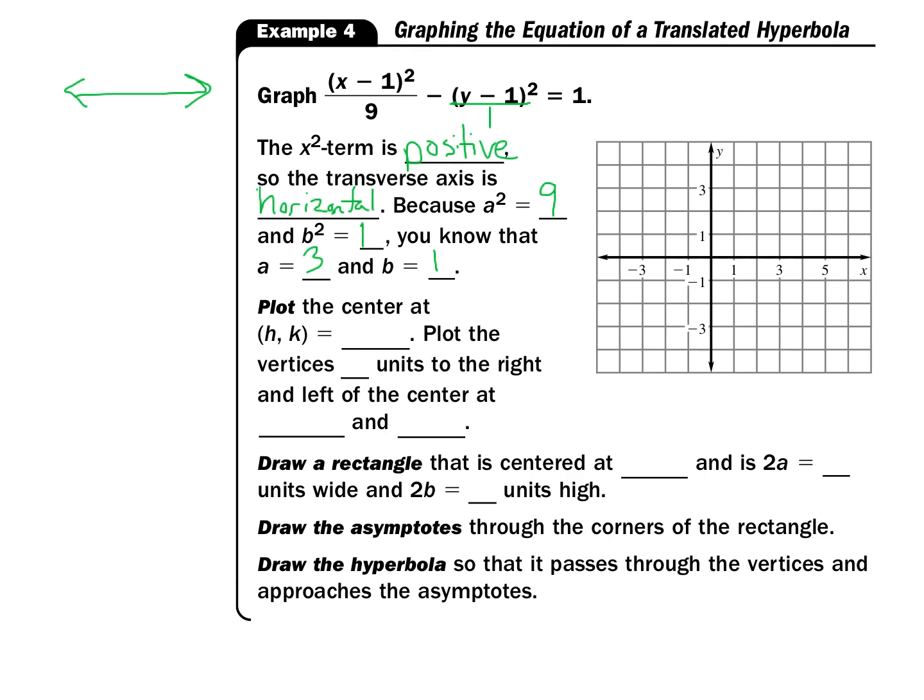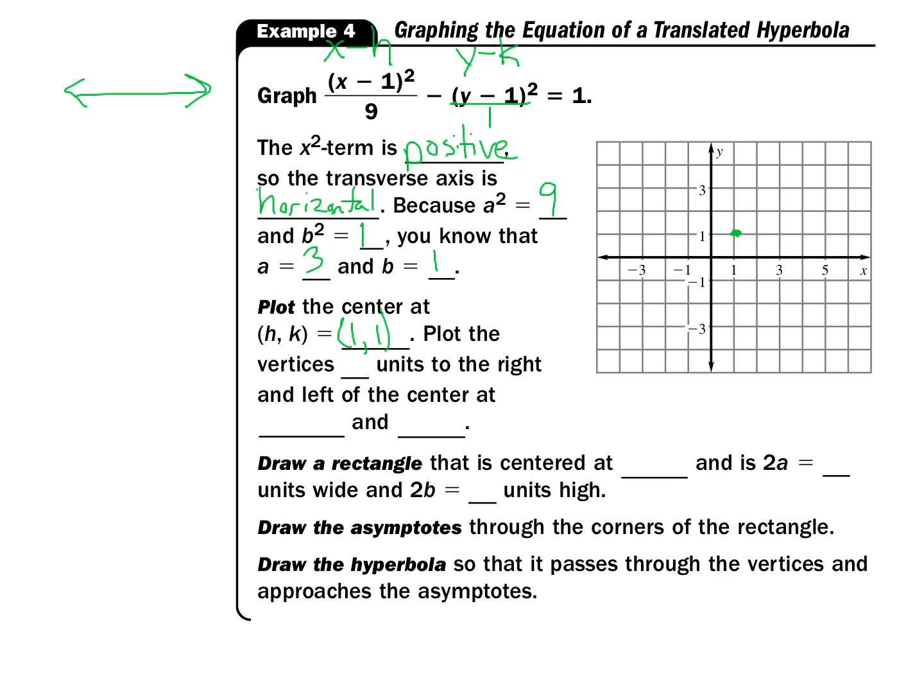Okay, the center is at h comma k. Well, it's written in the form x minus h, so that means that h is 1, comma, and y minus k, so that means that k is also 1. So our center is at 1, comma 1. So we will plot that over here. 1, comma 1 is the center.